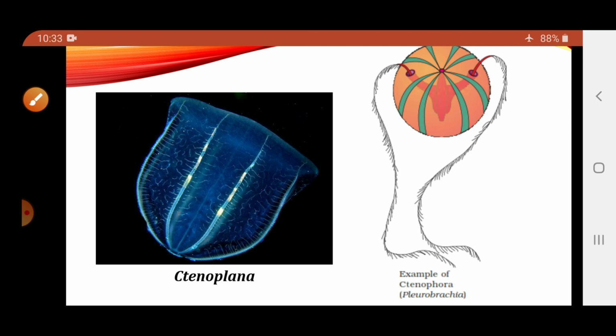So students, today we have studied three important phyla. One is Porifera, commonly called sponges. We have studied coelenterates, which are called Cnidaria, and we have studied Ctenophora or ACNIDARIA. Today I end my lecture here. In the next lecture we will be studying the other phyla of the animals. Thank you students.